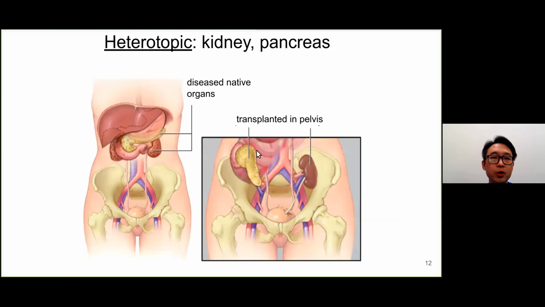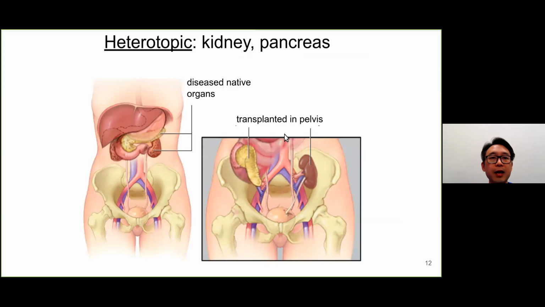And the iliac vessels are the vessels that bring blood to and from the legs. And then for the pancreas, we actually do something similar. We will connect the pancreas blood vessels to the iliac vessels here. So for these two organs, since they're both smaller and they're put into the abdominal cavity, which is more flexible in terms of space, for the pancreas and kidney, size usually isn't an issue.